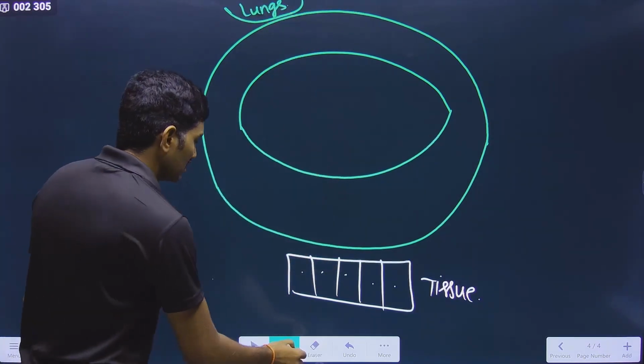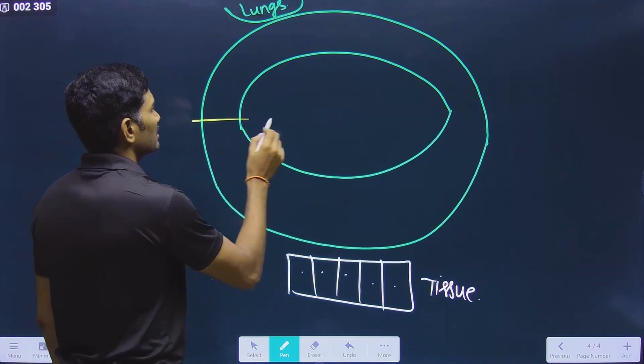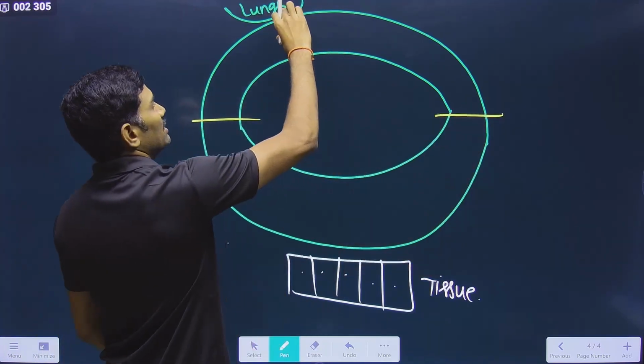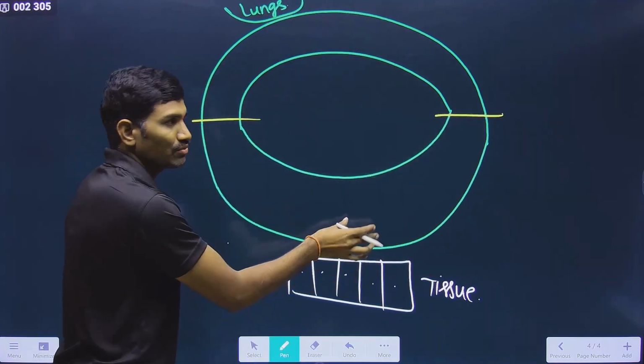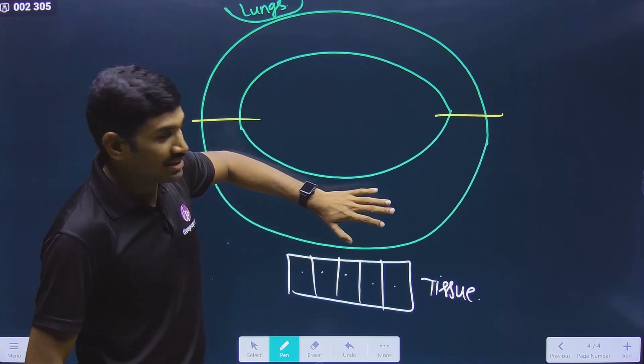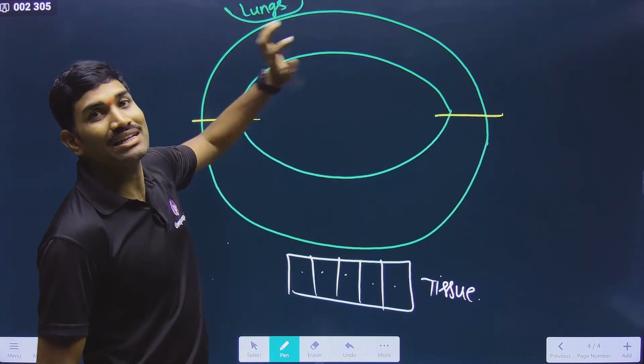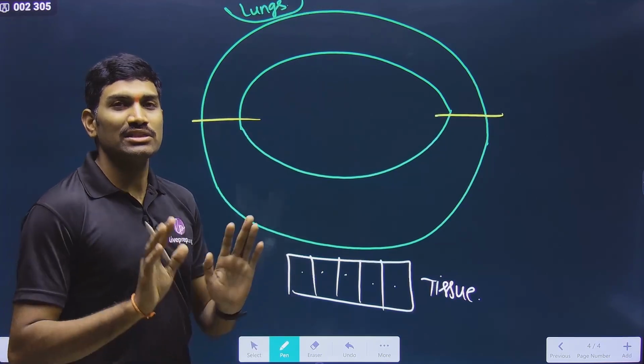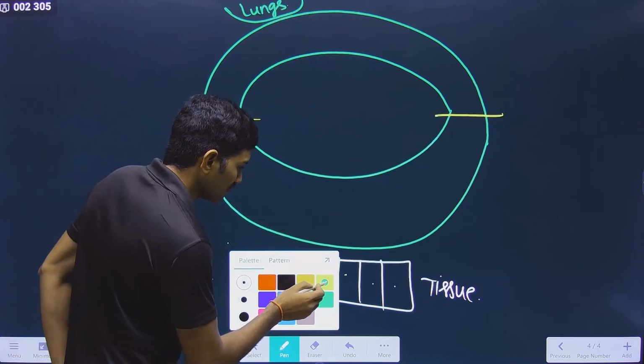So please imagine that this is the blood circulation. From the lungs, blood is coming to the tissues, and from the tissues again it is going to the lungs. So what exactly is happening at the tissues, and what exactly is happening at the lungs? These are the points that we need to observe very clearly. So observe this.